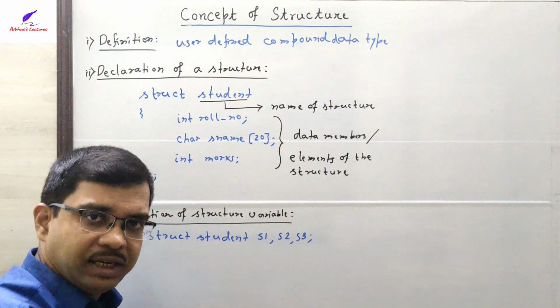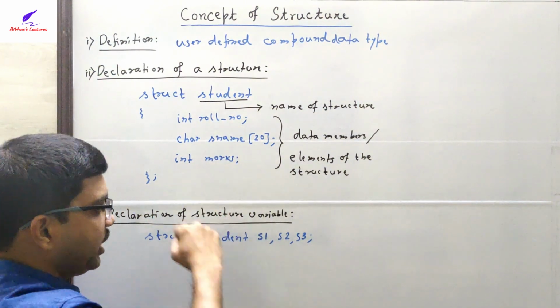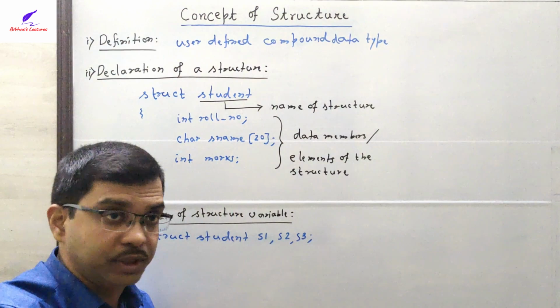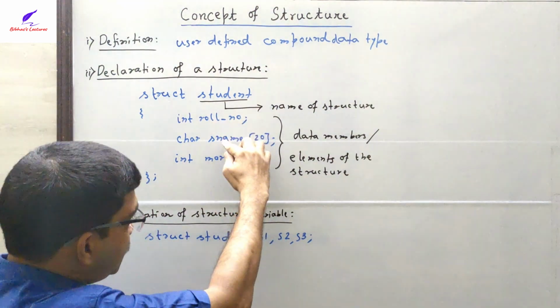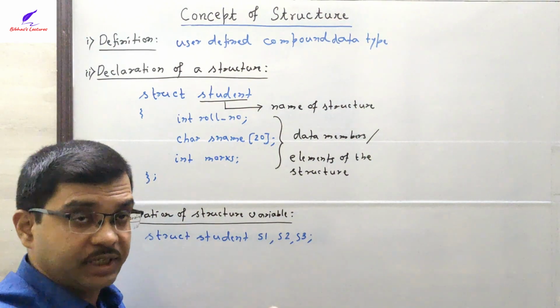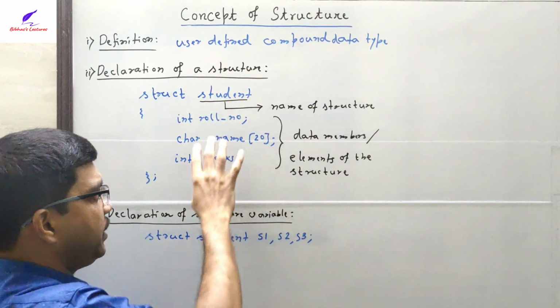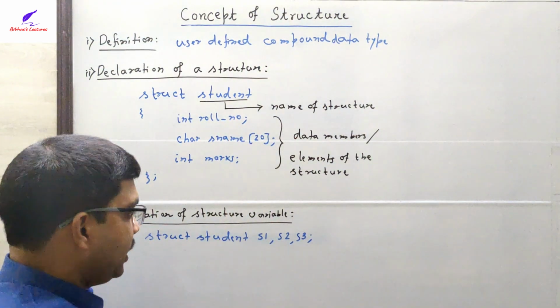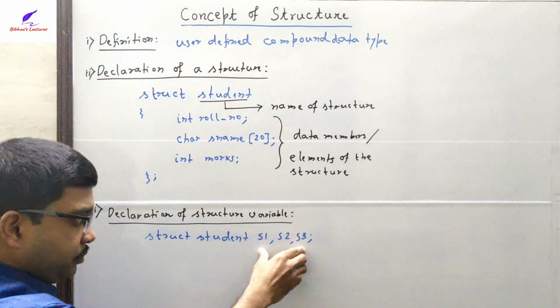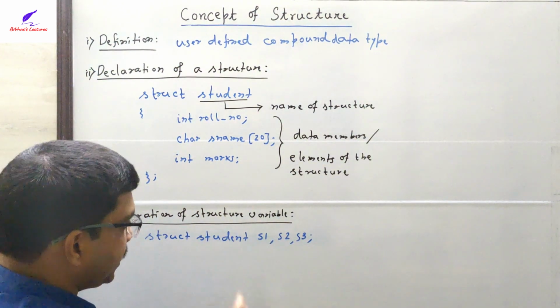Here S1 is actually a particular student which will contain these three fields. Similarly S2 represents another student which will have three different fields. And S3 represents another student, which will also have these three fields, that means roll number, name and marks. Now whenever these three variables are declared, after the C compiler executes this line, what will happen?